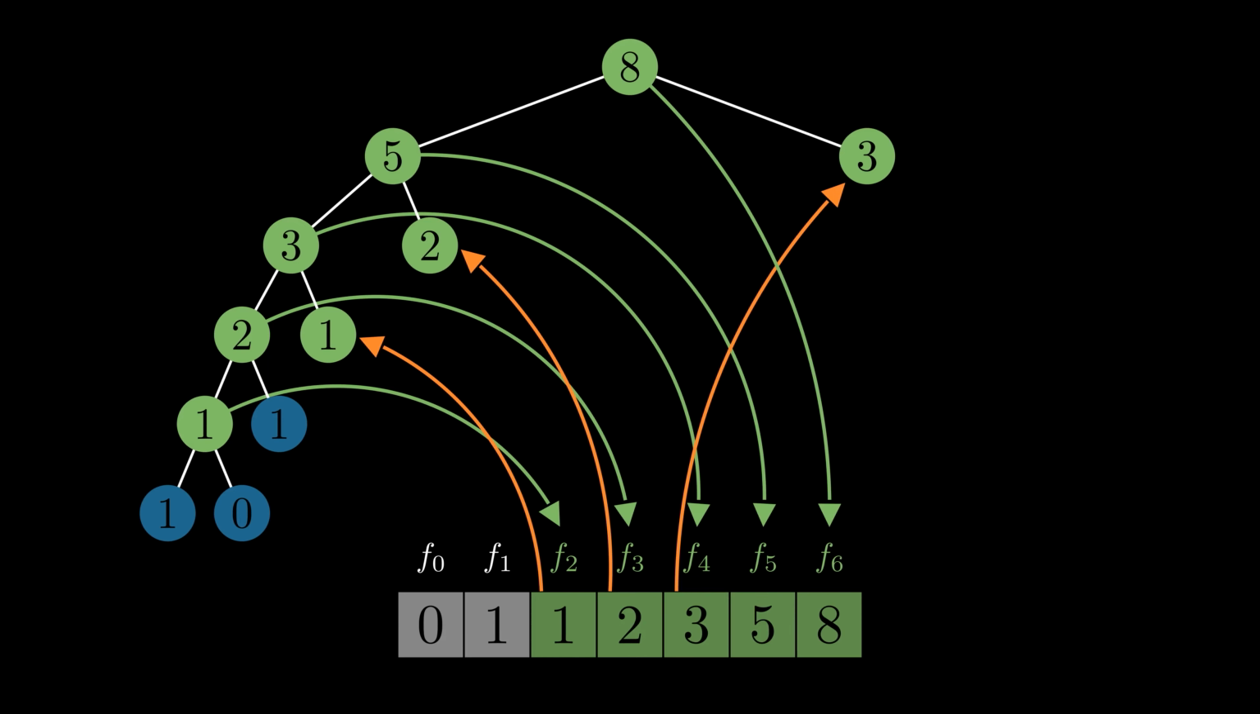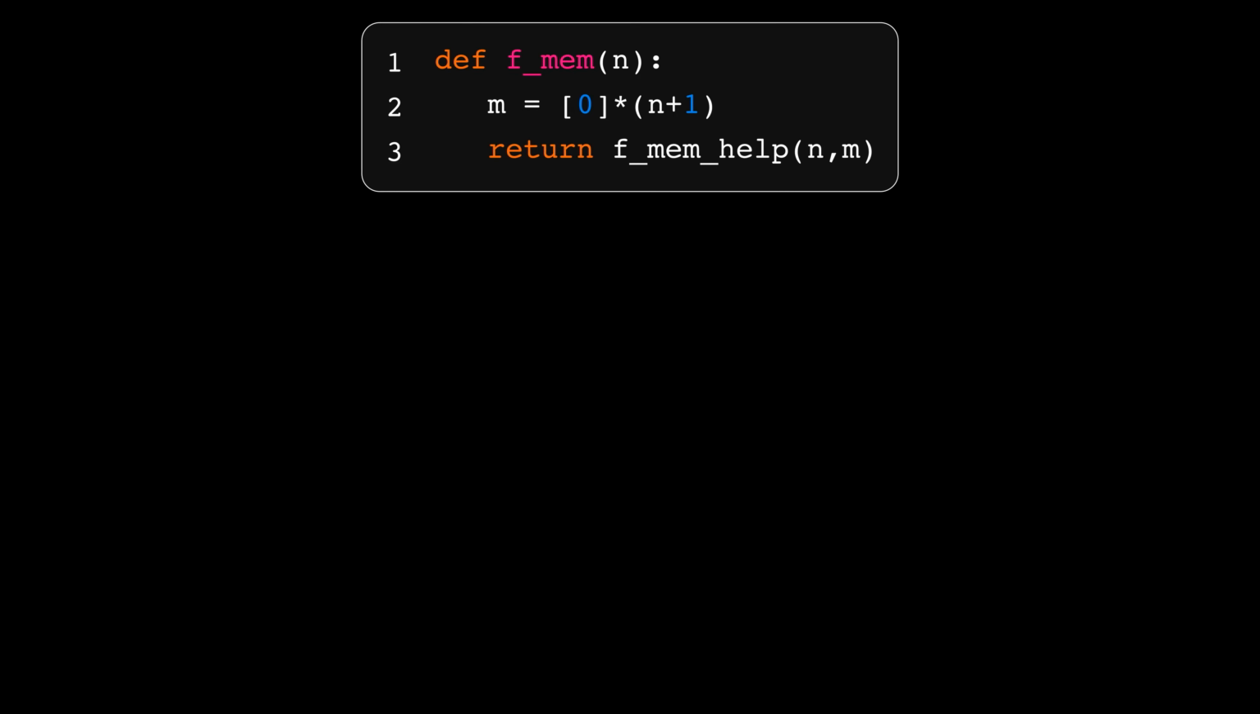Let us switch now to the implementation of this function. We define the function that calculates the nth Fibonacci number of the Fibonacci sequence using the memoization approach as f_mem. This function creates an array with n plus 1 elements that are initialized to 0. Afterwards, we call the function f_mem_help with the input n and m and return then this value.